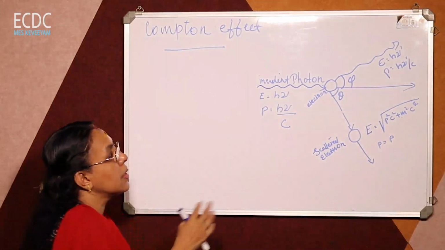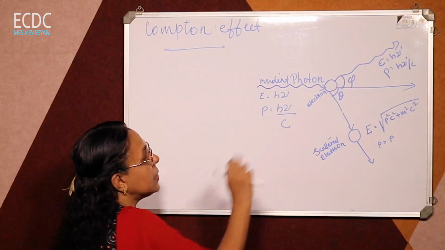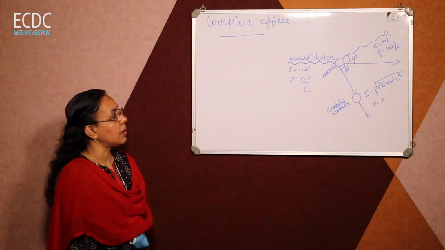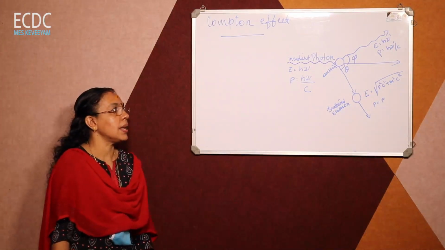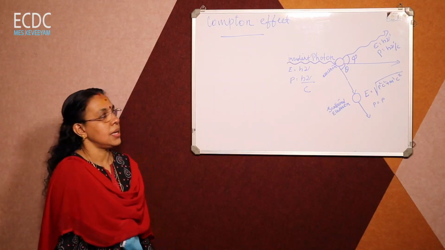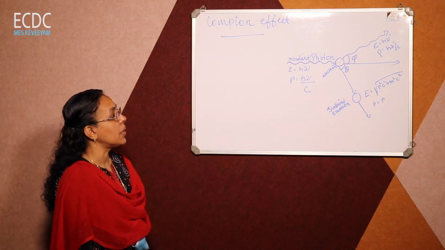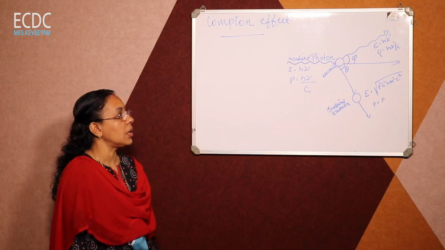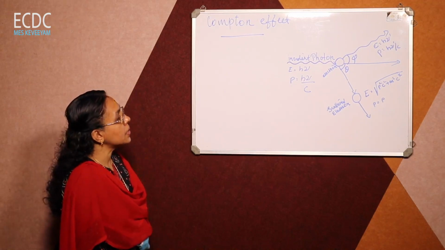So this scattered electron again has some energy. This interaction between the photon and the electron, we can take as an elastic collision. So in the case of this elastic collision, the momentum and energy before and after collision are equal, that is, they are conserved.